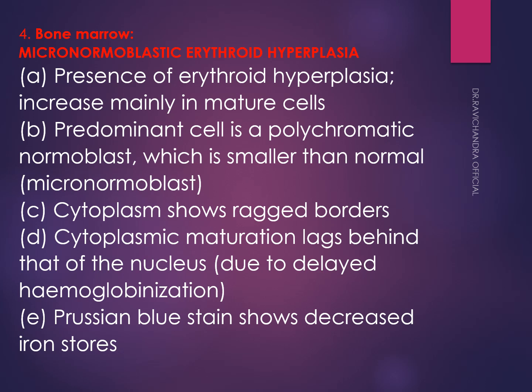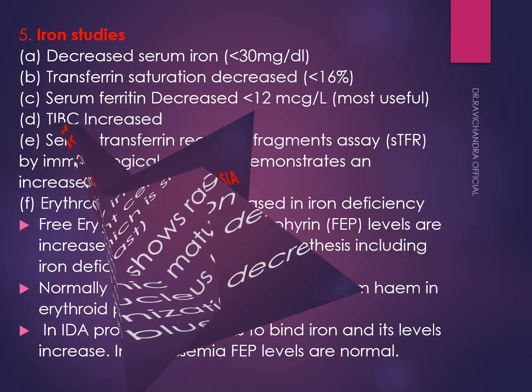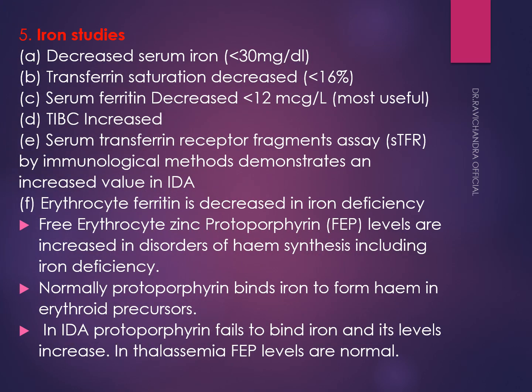Prussian blue stain, which is a special stain for iron, will show decreased iron stores. Coming to the iron studies, these are biochemical values. There will be decreased serum iron levels. Transferrin saturation is decreased. Serum ferritin is decreased. And TIBC is increased.